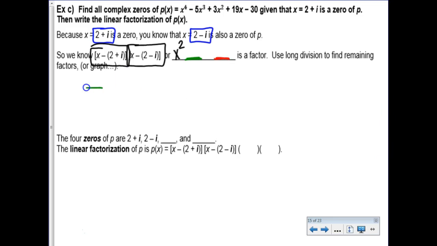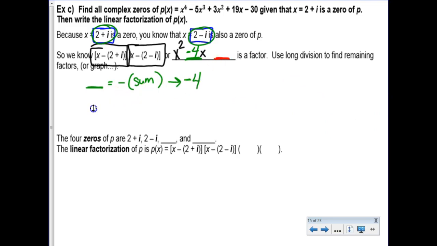Well, the middle term is the opposite sign of the sum. So let's go figure that out, guys. Your roots were 2 plus i and 2 minus i. So what would happen if you added those roots together? You'd get 4. And then if you took the opposite sign of that, you'd get -4. That's what I want you to write down right here. Throw an x after it.